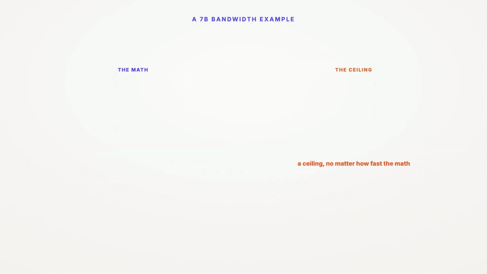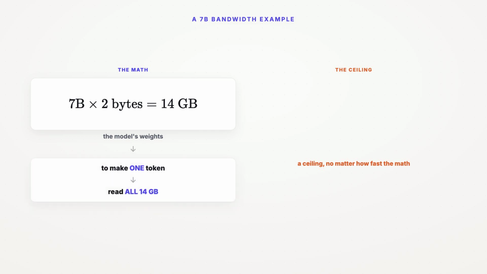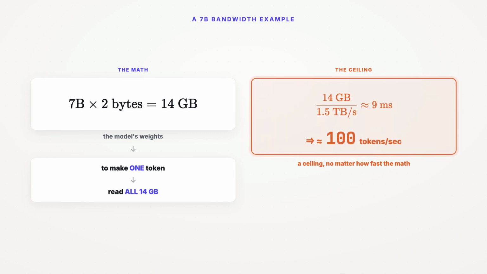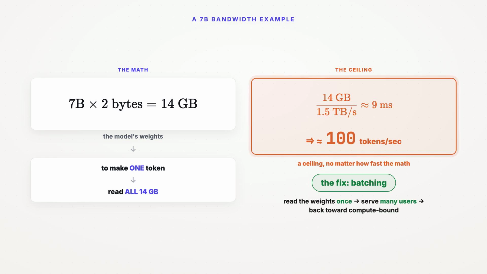Let's make that concrete with a 7 billion parameter model. In 16-bit, its weights are about 14 gigabytes. To generate 1 token, the GPU has to read every one of those weights. On a card with 1.5 terabytes per second of bandwidth, just streaming them takes about 9 milliseconds. An absolute ceiling of roughly 100 tokens a second, no matter how fast the math is. The fix is batching. Read the weights once, serve many users, turning a memory-bound job back into a compute-bound one.